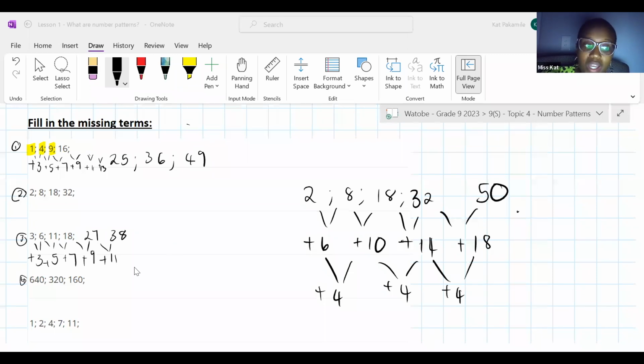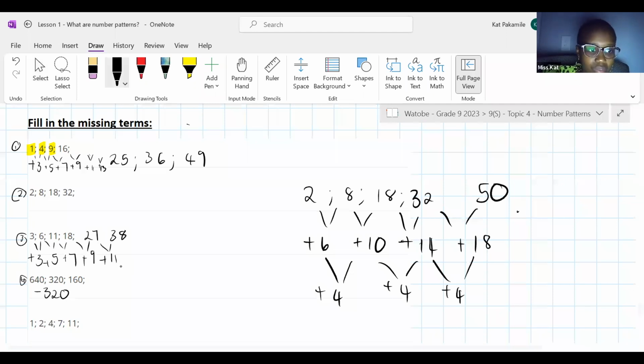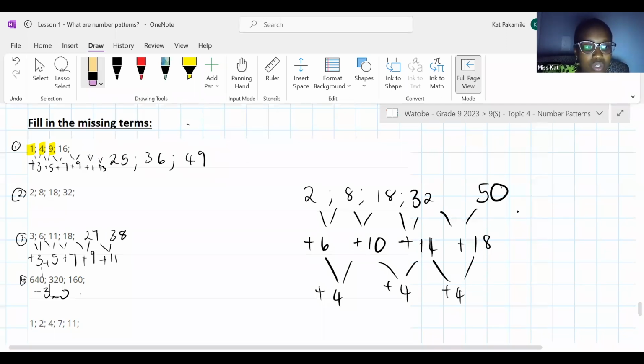Sort of, just speak and let's hear if it works out. So for 640 to 320, we are subtracting 320. And then from 320 to 160, you are subtracting 320 again. Check again. Remember, if you subtract 320 from 320, you're going to end up at 0.